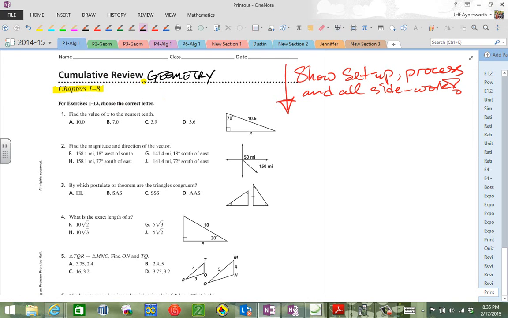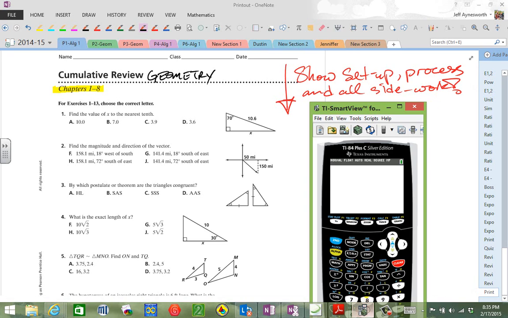By the way, this is multiple choice. Even so, I want you to show setup, process, and all side work. So get out a piece of paper if you haven't done so. Also, get out your TI-84 graphing calculator or scientific calculator of your choice and get those two things ready to go, and let's go for it.